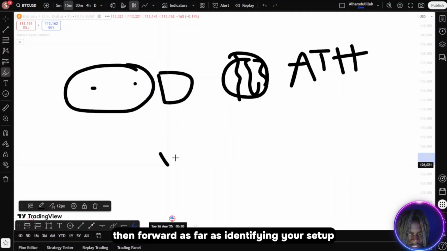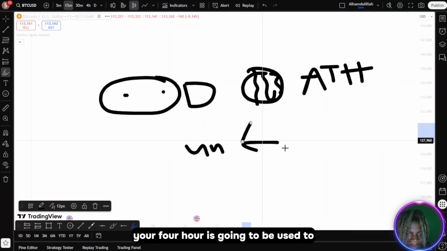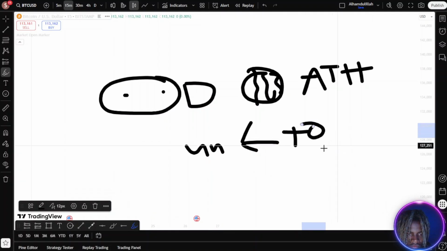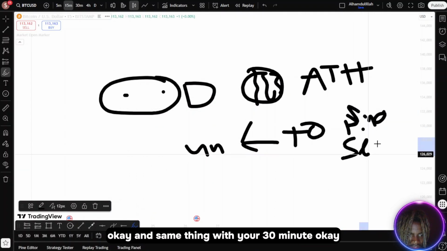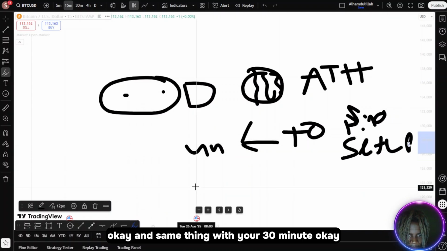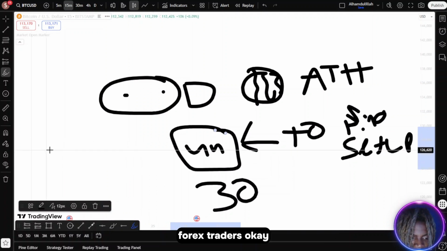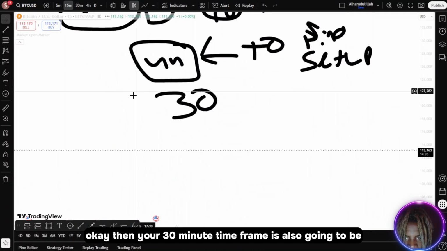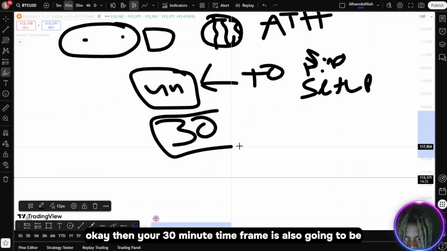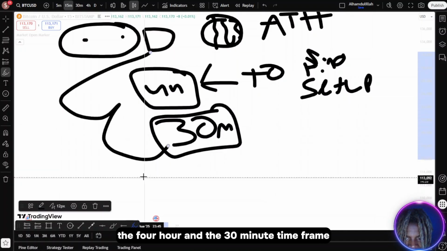Then forward, as far as identifying your setup, your 4 hour is going to be used to find setups, and same thing with your 30 minute. The 4 hour is really going to be for my crypto and forex traders. But if you're a stock trader or futures trader, then your 30-minute time frame is also going to be of use to you. So you're going to use the daily, the 4 hour, and the 30-minute time frame.